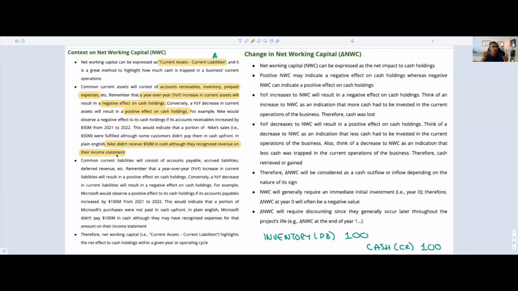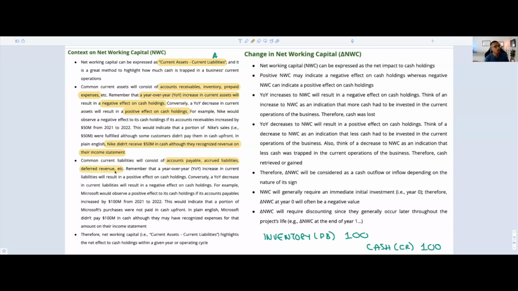So that's important to understand. Now let's move on to common current liabilities, the second portion of our net working capital formula. Common current liabilities, well, it's easy. It consists of accounts payable, accrued liabilities, and deferred revenue. It's as simple as that.